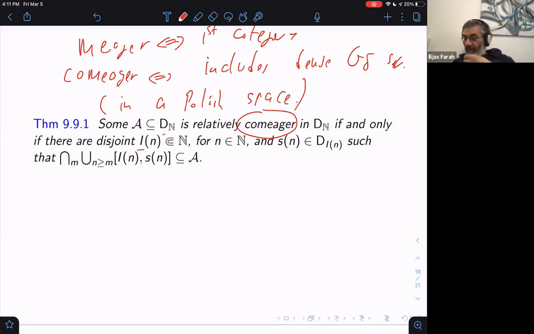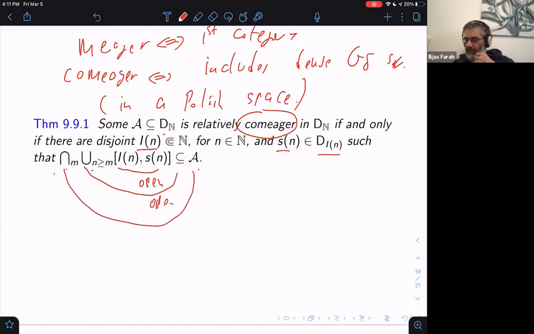There is a sequence of disjoint finite subsets I_n of N. You can choose them to be intervals, so it's not a loss of generality. And for each one of them, there is S_n, which is in this product indexed by I_n, such that the intersection over all m of the unions over n greater or equal than m of I_n S_n is a subset of A. Now you can see that indeed, this here is a G delta set. So this is open, right? So the union is also open. And when you intersect countably many, this is G delta. Moreover, this is a dense G delta.